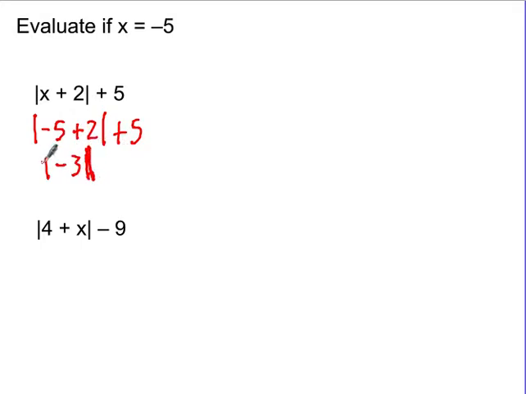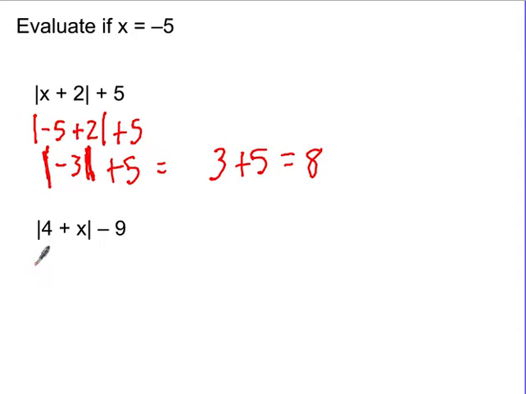Make sure your brackets don't look like 1s. Sometimes mine struggle. And then plus 5. So absolute value of negative 3 would be positive 3 plus 5, so that's going to be 8. Everybody with me? Any surprises so far?